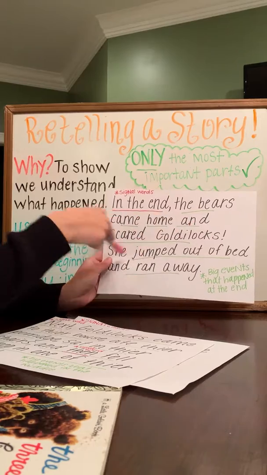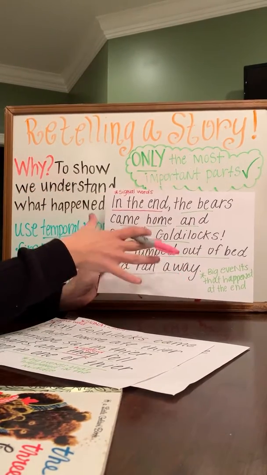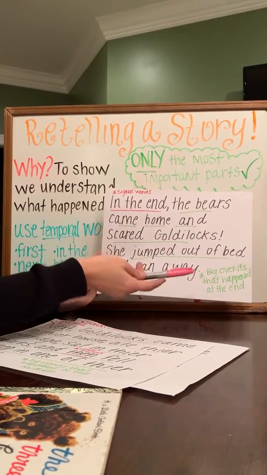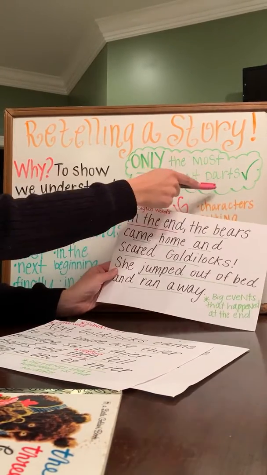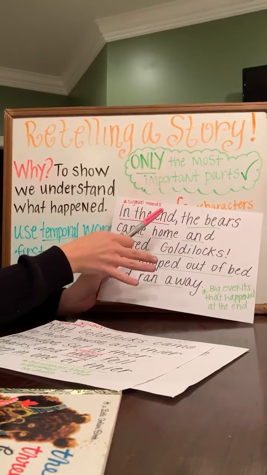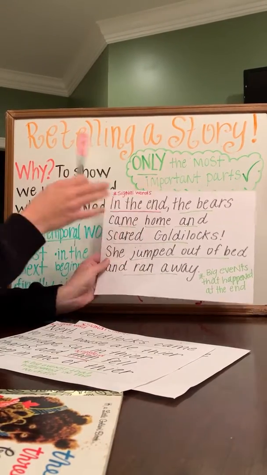And then the green that I've underlined is the big event that happened. Like I said, it's not everything that happened in the end of the story. It's just the most important parts, which is what we're going to focus on when writing our narratives, okay?